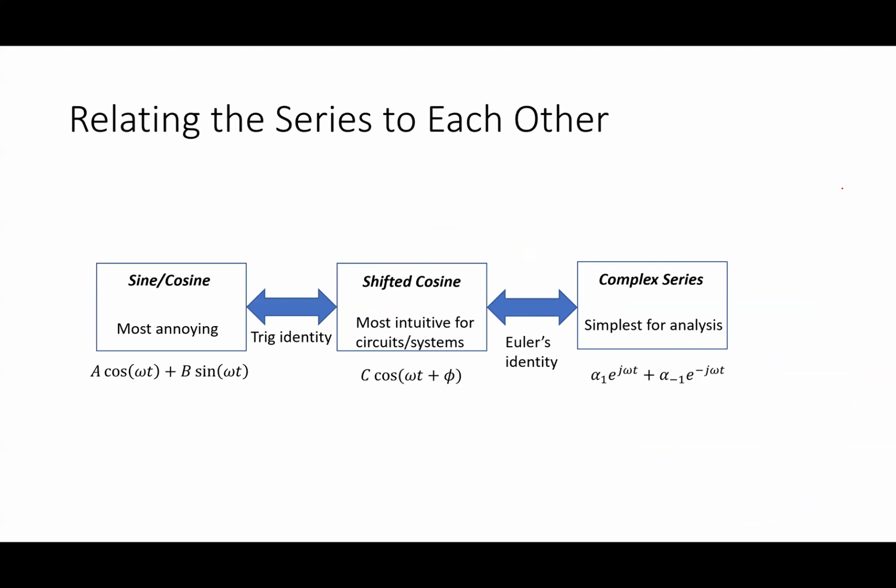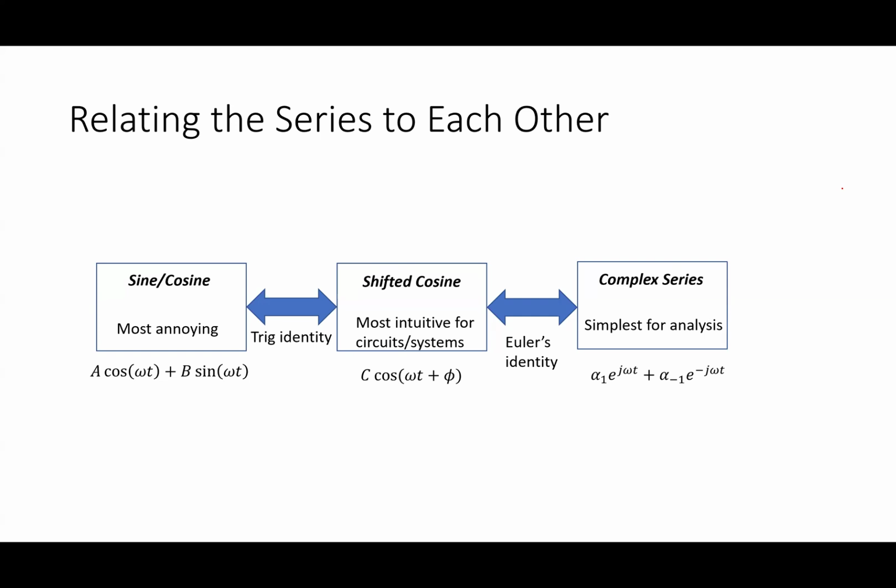The important thing is, once I know a waveform, and I'm going to ask you to do a number of these problems on the homework, if I have a waveform in one of the forms, I can shift it back and forth to the others using Euler's identity or trig identities or whatever. I have ways to go back and forth.